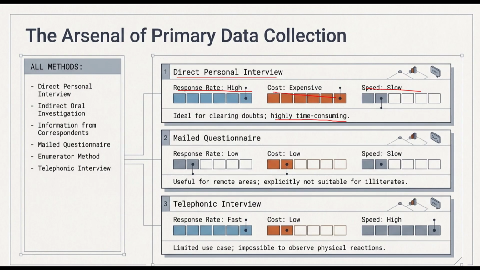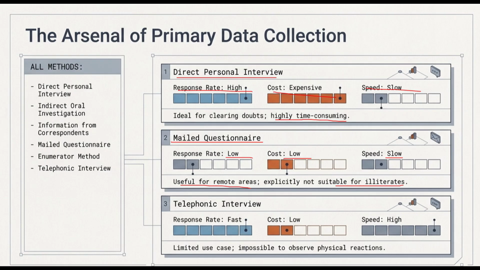So what about the indirect one? The indirect oral investigations gather information from third parties. Mailed questionnaires are useful for remote areas but often have a low response rate. So the mailed questionnaire: what about the response rate? It is low. Cost is also low. And what about the speed? That is also low. Even if we mail it to 1,000 participants, we cannot assure that all 1,000 participants will be sharing it back, right? So even though it is useful for remote areas, it is explicitly not suitable for illiterates.